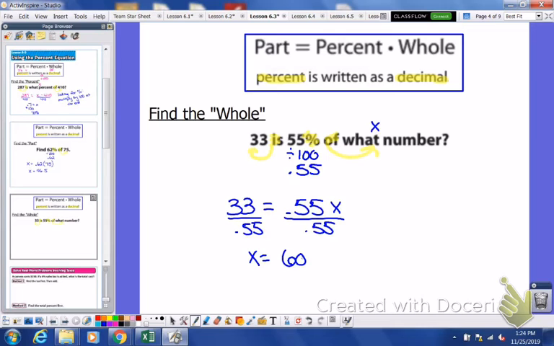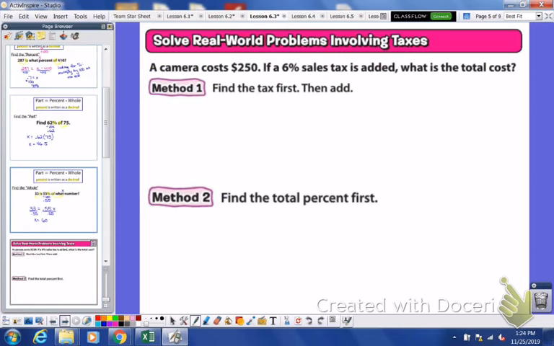Okay, now that we've used our percent equation to find the percent, the part, and the whole, now we're going to apply it. Solving a real-world problem. A camera costs $250. If a 6% sales tax is added, what is the total cost? So there's two methods that you can use in order to solve this. The first method would be to find the tax first and then add it. So that's saying find 6% of 250.